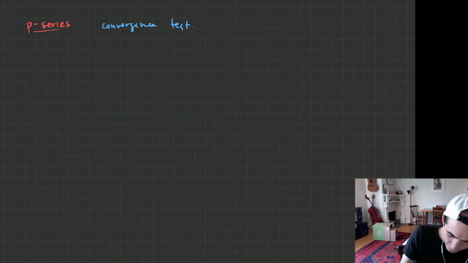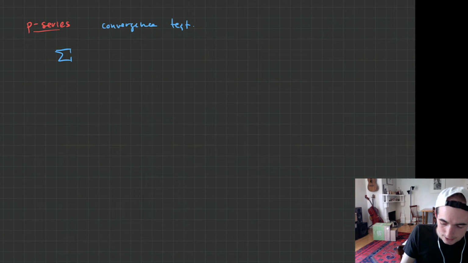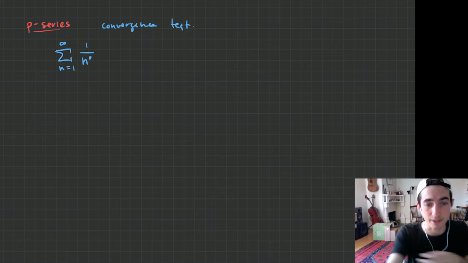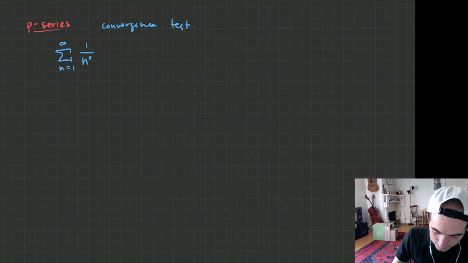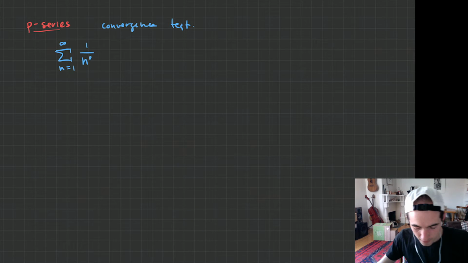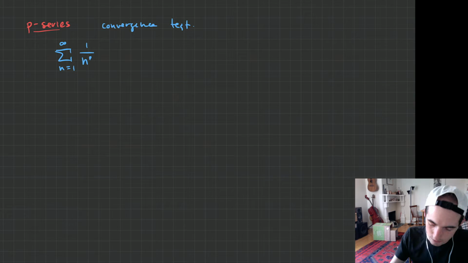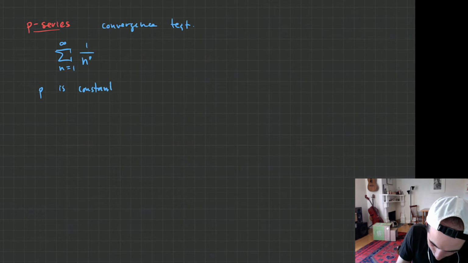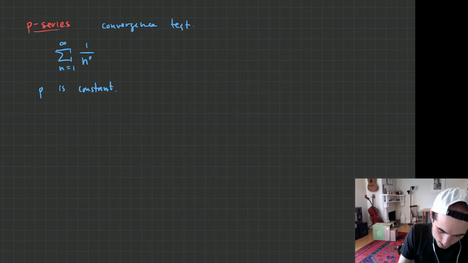So if we have a series that looks something like this, we're going from the sum of n equals 1 to infinity of 1 over n to the p, and my phone is still hearing Siri every 2 seconds. Really annoying. Okay, so if I have something like this, here p is a constant.